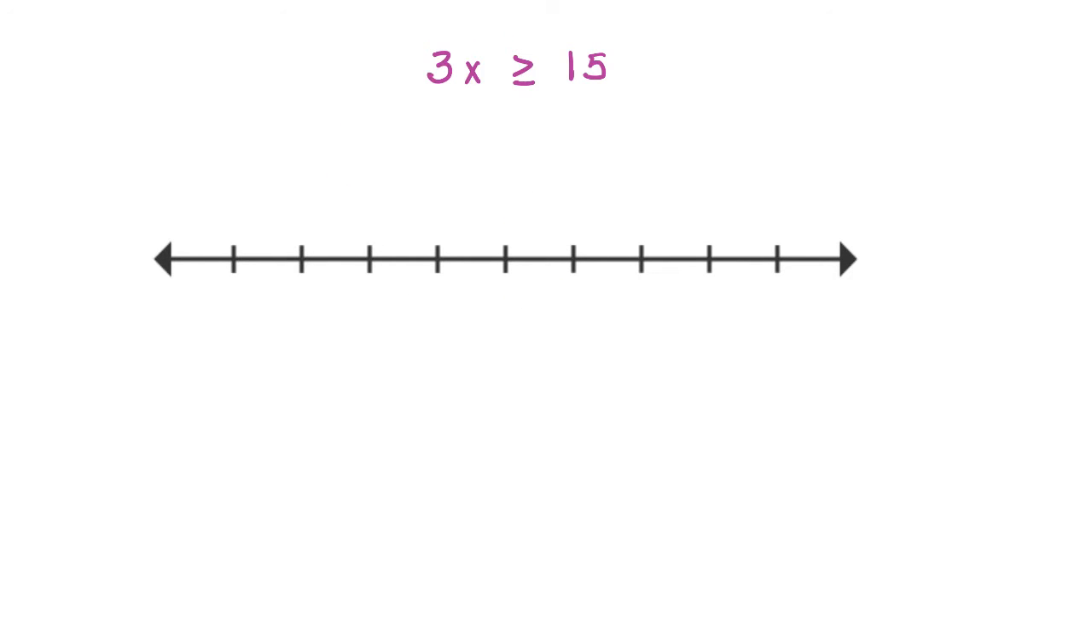Here we have to actually solve for x. Just like we did with equations, we'll divide by 3, and x is greater than or equal to 5, and then we can graph this. We'll mark our 5, a 6, and a 4. I want x to be equal to 5 or greater than it, so going in that direction.